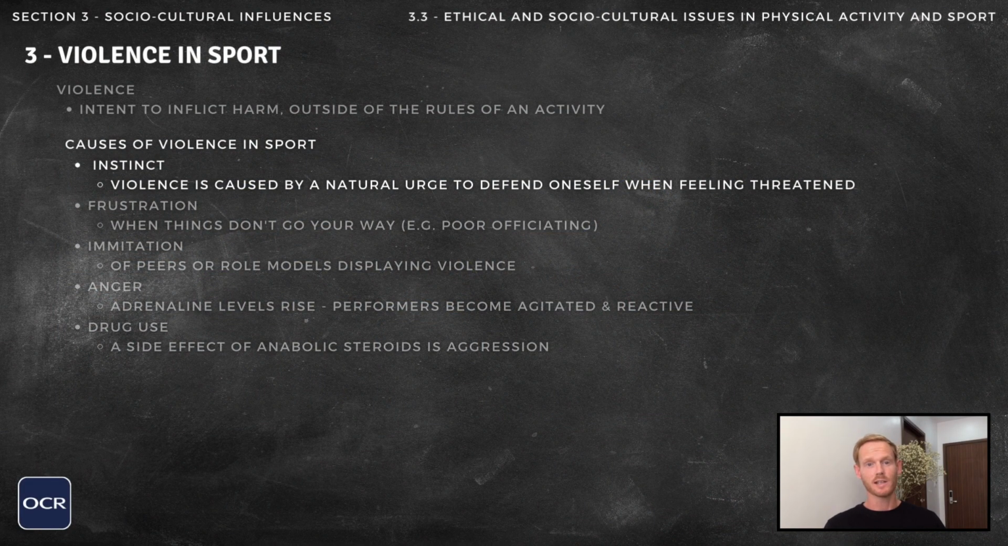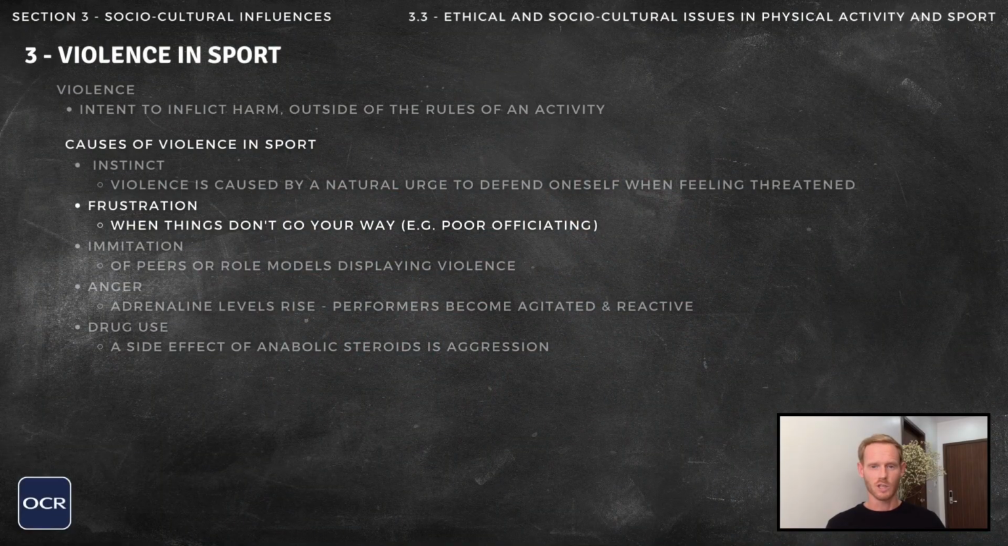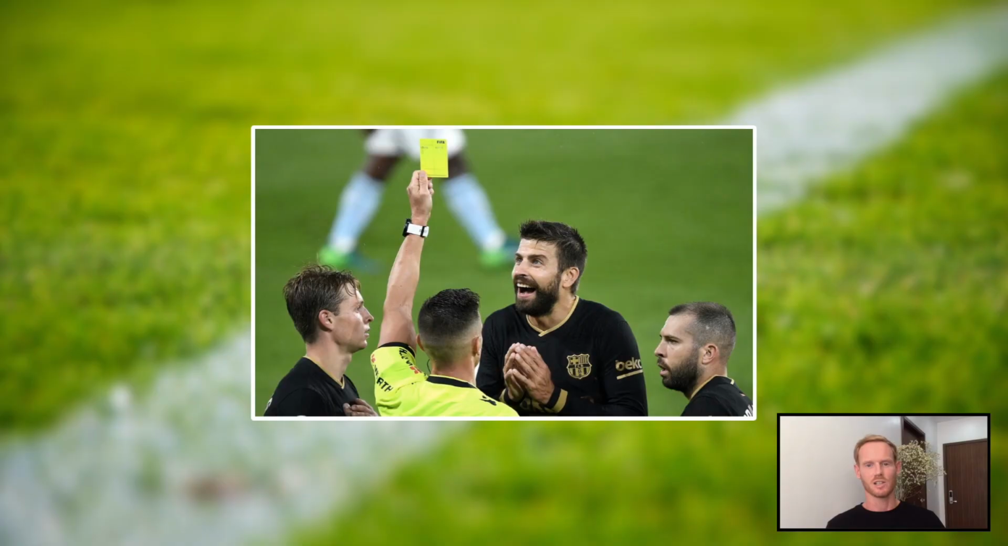Instinct theory posits that we have a natural urge to lash out in defense of ourselves or our territory. For example, a player may respond aggressively to having their shirt pulled in football. The next cause is frustration, which may build up throughout a game if things don't go your way or poor decisions are made by the referee. Players may act aggressively as a means of venting their frustration in such cases.